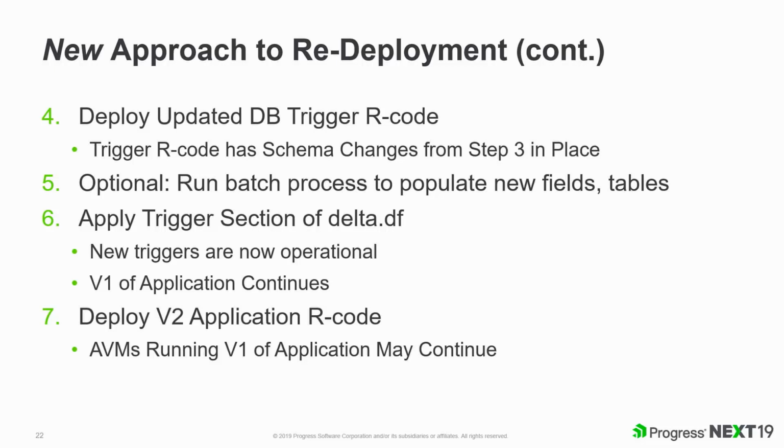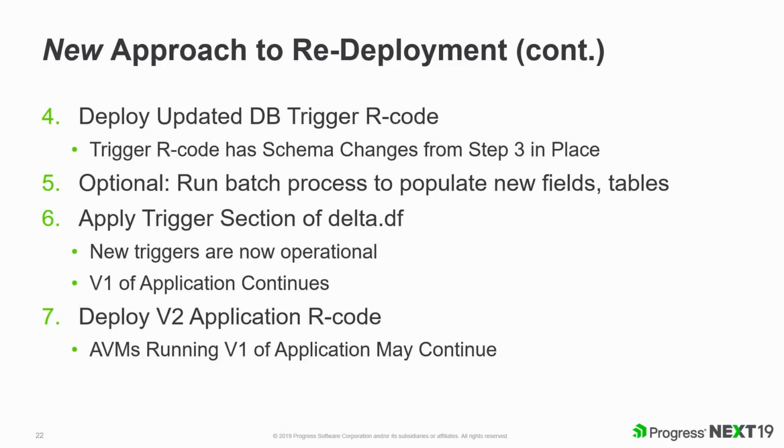Optionally, step 5, you might run some batch process to populate your new fields or tables. Actually, you could do that as step 4. You could switch those around. It doesn't matter the order. Step 6 is you would apply the trigger section of your delta DF file. As soon as you apply the trigger section, all of your triggers are going to be activated and are going to begin to run. Your currently running AVMs are going to recache their trigger information as soon as they finish their current transactions, and they'll begin to use your new triggers.